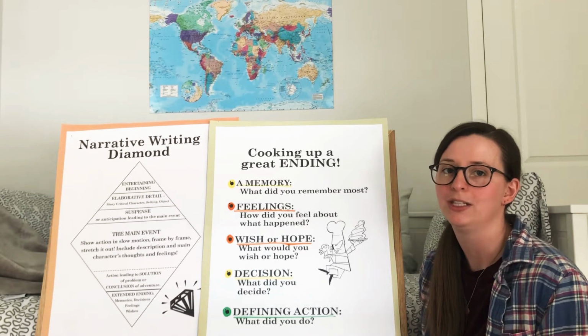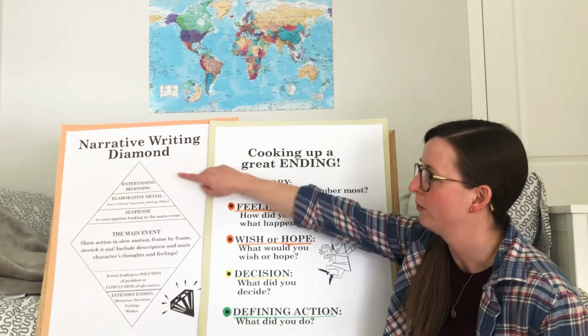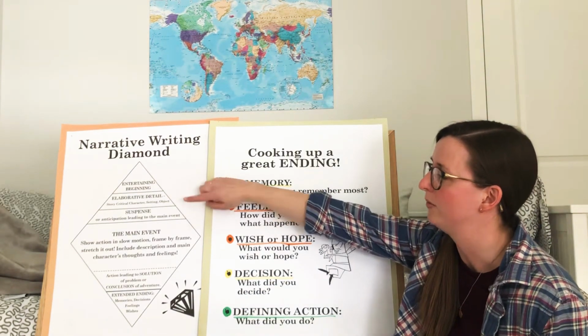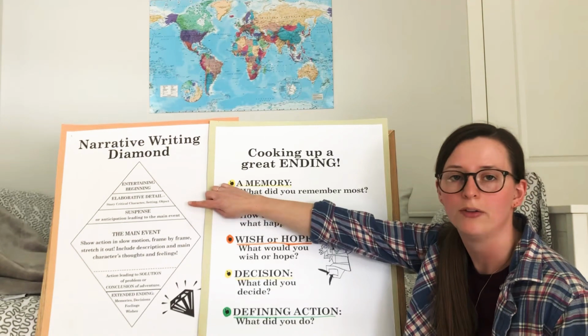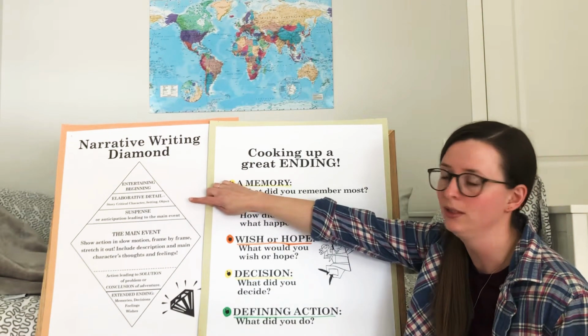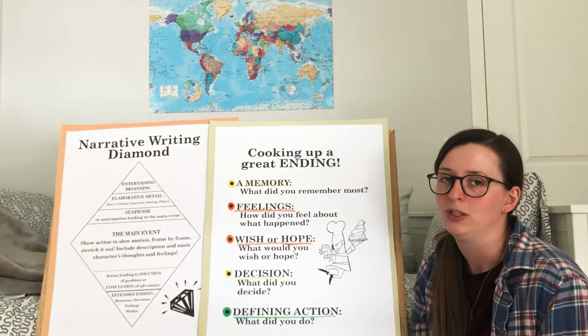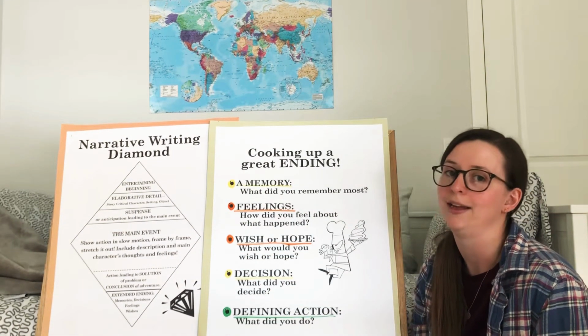So, the last section in our narrative diamond. So far we've looked at entertaining beginnings, we've looked at elaborative detail, we've touched on suspense when we looked at our word reference and our red flag words. We've also looked at our main events. So really, now is just to do our last section, and that is endings.